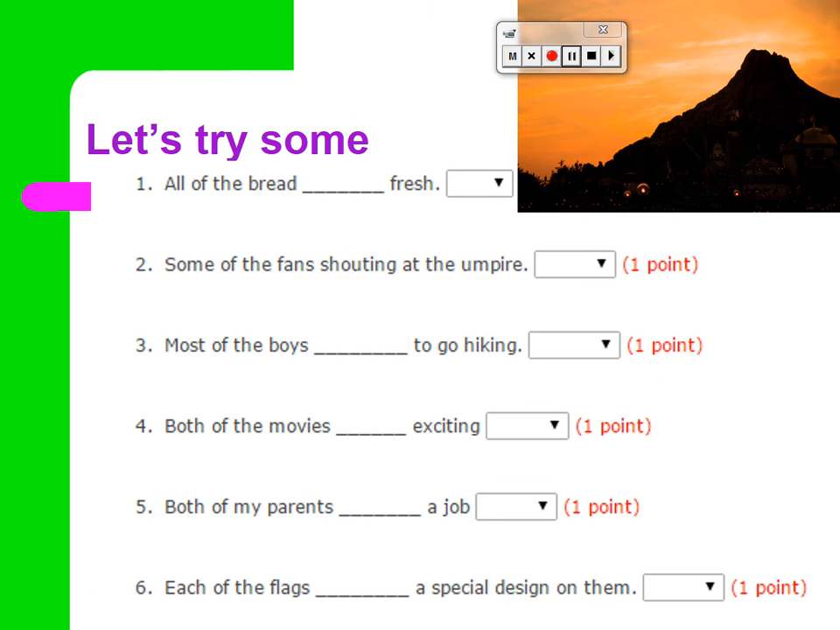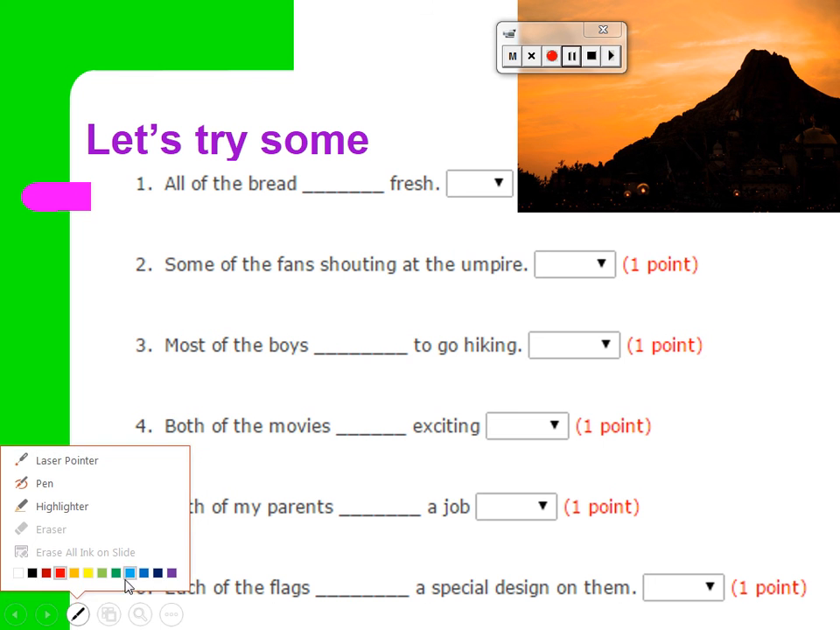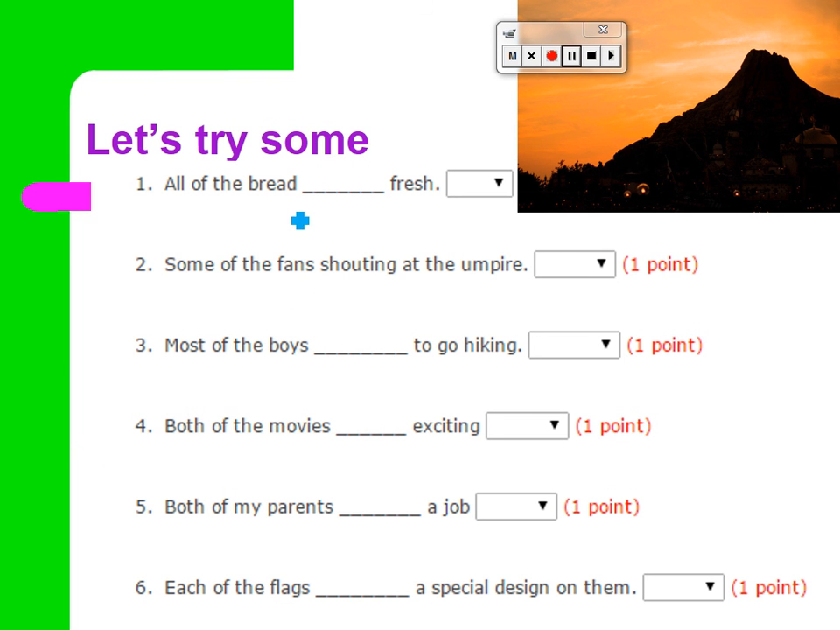Okay, so let's try some. All of the bread was fresh, because we're only talking about bread here. So I'm going to just fill this in for you. If you want to pause it and see if you can do it on your own, that might be a good idea. Or do it with a friend and then check your answers.